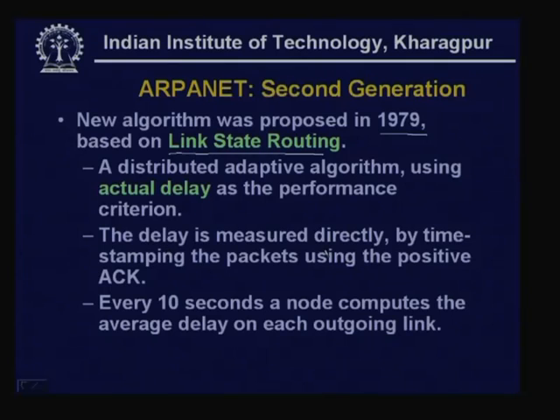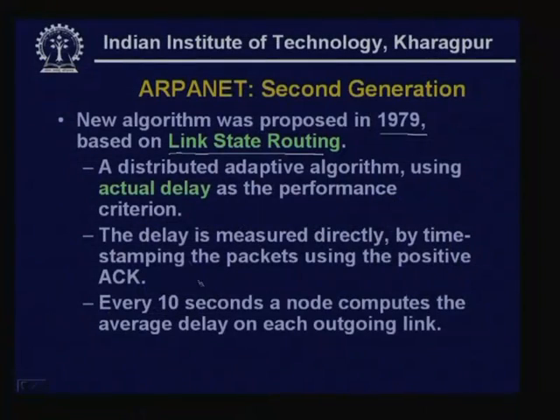So, the delay is measured directly by timestamping the packets using the positive acknowledgement. For example, if a node receives a packet, the incoming time is time stamped, and when it is going out, that time is also time stamped. The difference of that is added to the transmission time and the propagation time of a packet to get the information about the delay, and that delay is used for the purpose of computation.